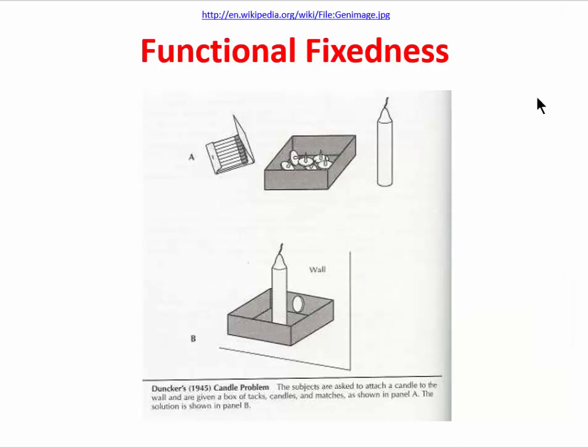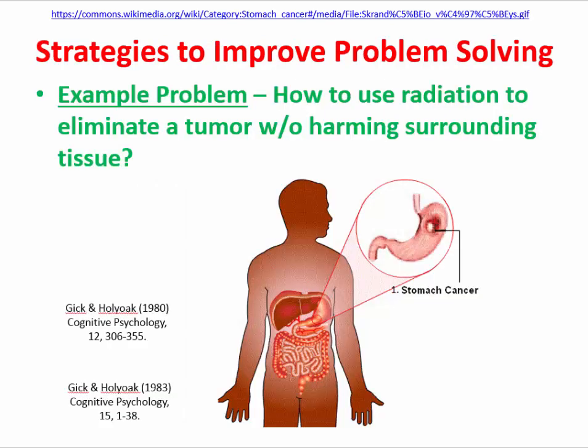Okay, let's move on to a different kind of problem and then see what other kind of strategy we might use to solve this problem. So here's an interesting problem that cognitive psychologists were asking participants back in the early 1980s. The participants were told about a medical problem in which a patient had a stomach cancer, and the stomach cancer could be cured by radiation.